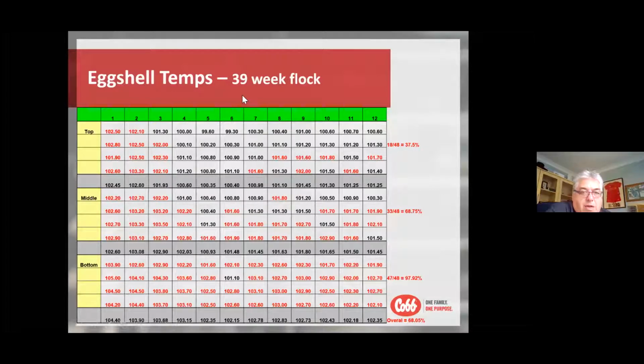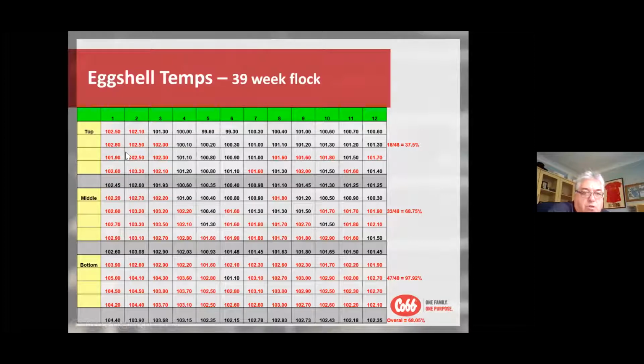What you can see, we did it on a young flock, and in the top here we saw about 8% of these eggs over 101.5 degrees Fahrenheit, about 30% of them here, and about 60% here.